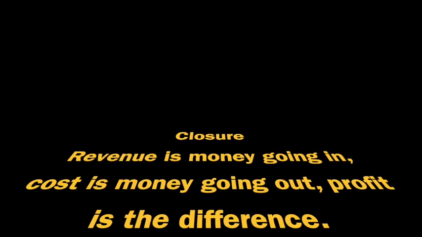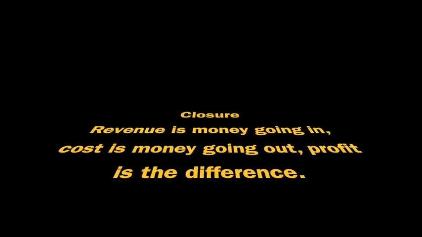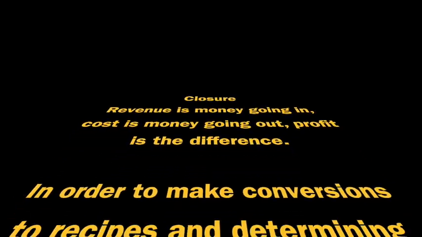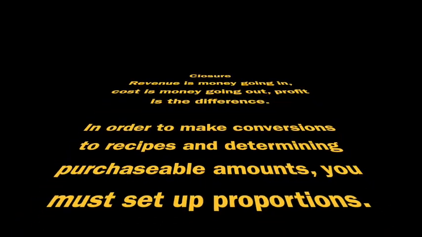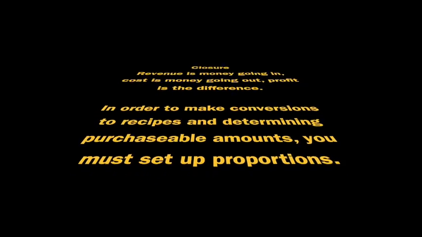In this lesson, we learned that revenue is the amount of money going into a business, cost is the amount of money going out, and profit is the difference. We also learned that in order to make key conversions to recipes and determining purchasable amounts for our project, you need to be able to set up proportions.